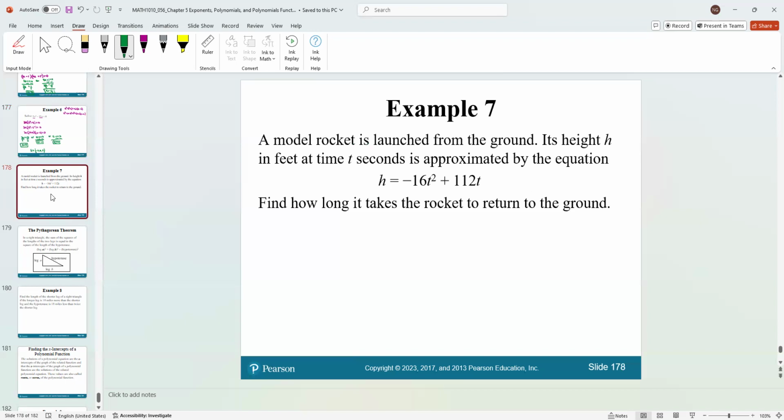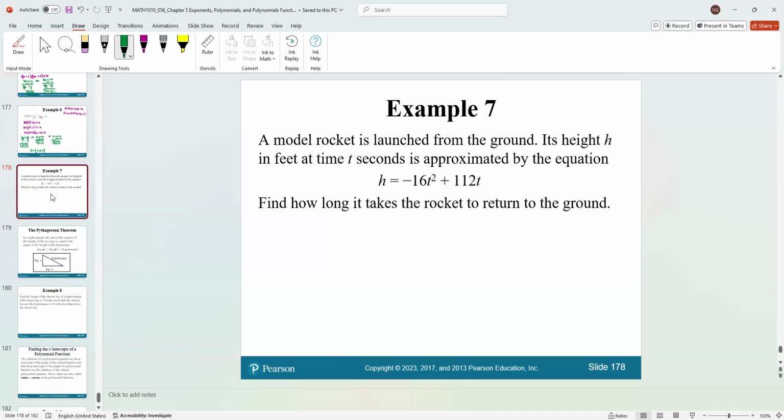All right. A model rocket is launched from the ground. Its height h in feet at time t seconds is approximated by the equation. They give you the model. You have the equation: h equals -16t squared plus 112t. So that's the problem we need to solve.